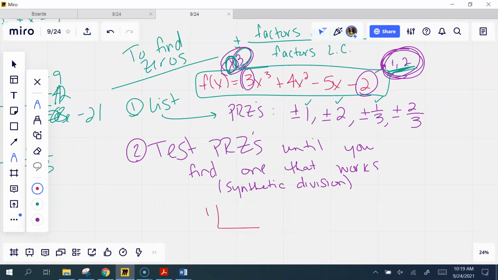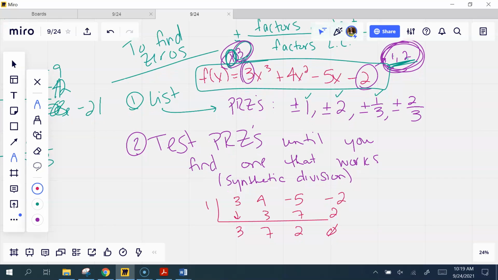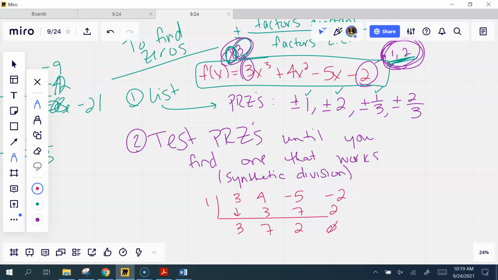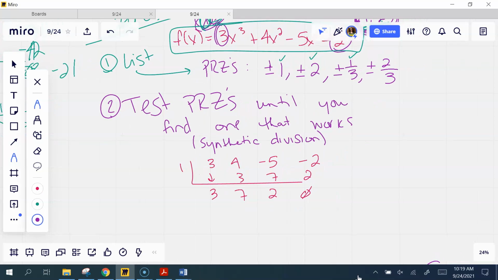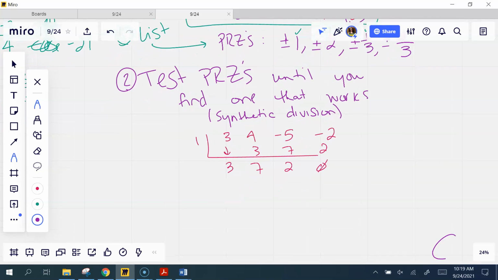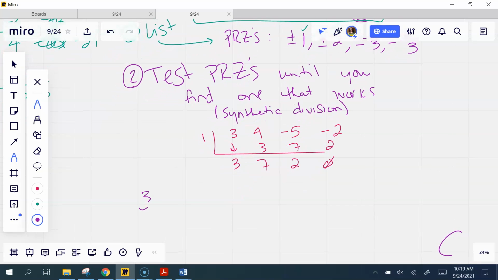If I try 1, 3, 4, -5, -2. So you can, but here's why I don't want to do that. Because if I'm trying to find all the zeros, that would tell me one to start with. But if I start with that one, my next step is I need to write this as a multiplication problem so that I can factor it all the way. And if you didn't divide it, you wouldn't know what that other factor was.